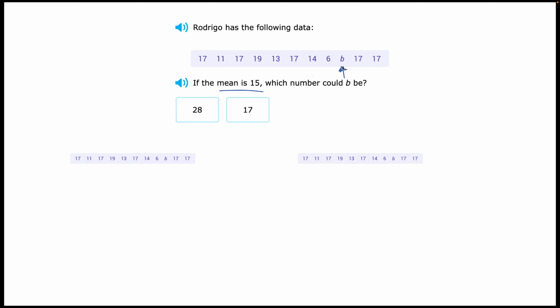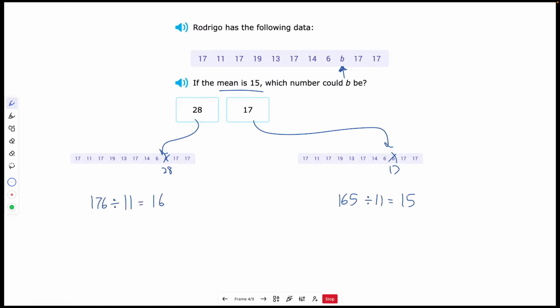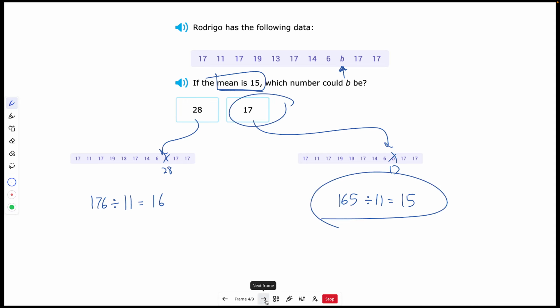And so in my opinion, the easiest way to do this is to just replace the B in the set with each number and then just calculate the average, right? Or the mean. You should know how to calculate the mean or the average, so I'm going to show that quickly here. All right, and here is the average calculated for each of the sets, okay? And clearly, we said the answer should be 15, and here's my answer 15, so 17 was the correct value.